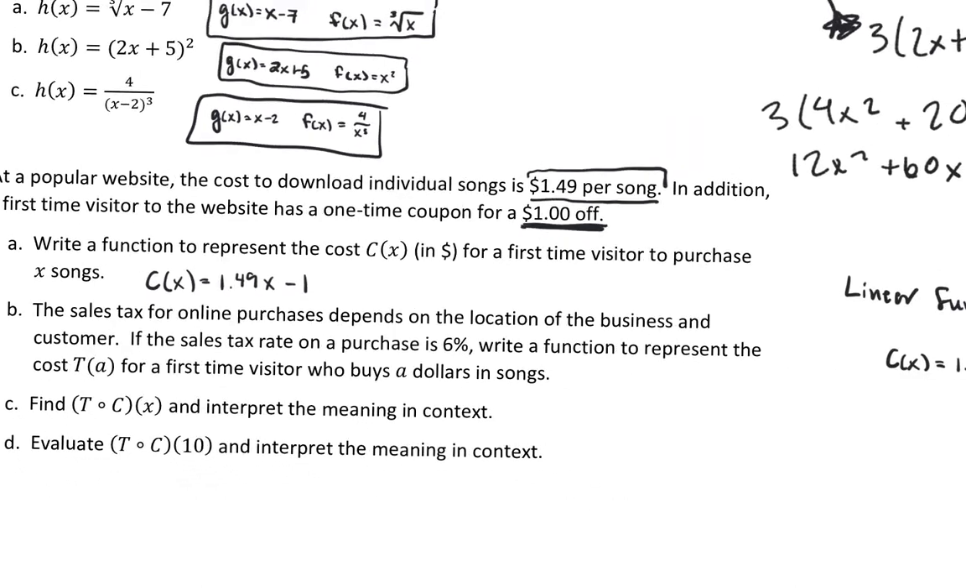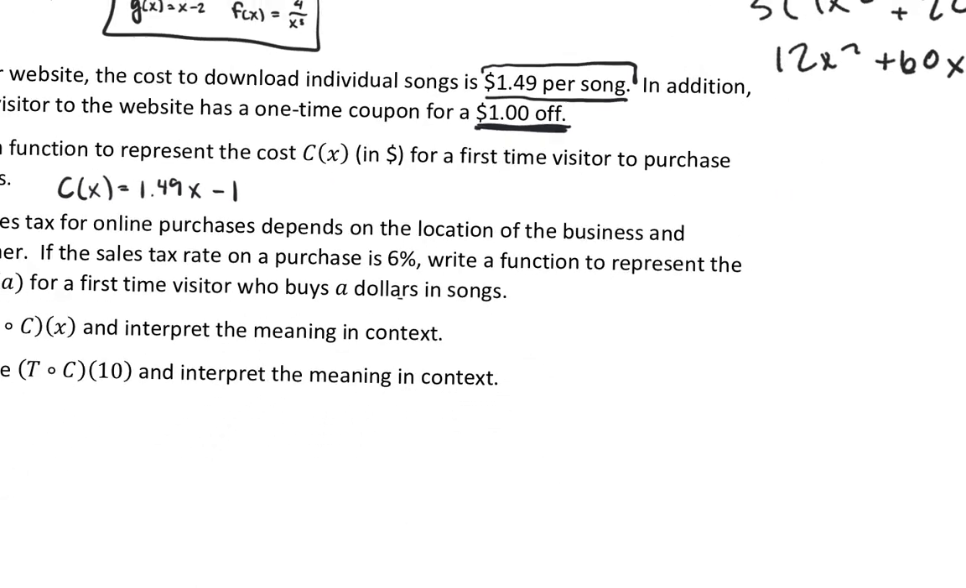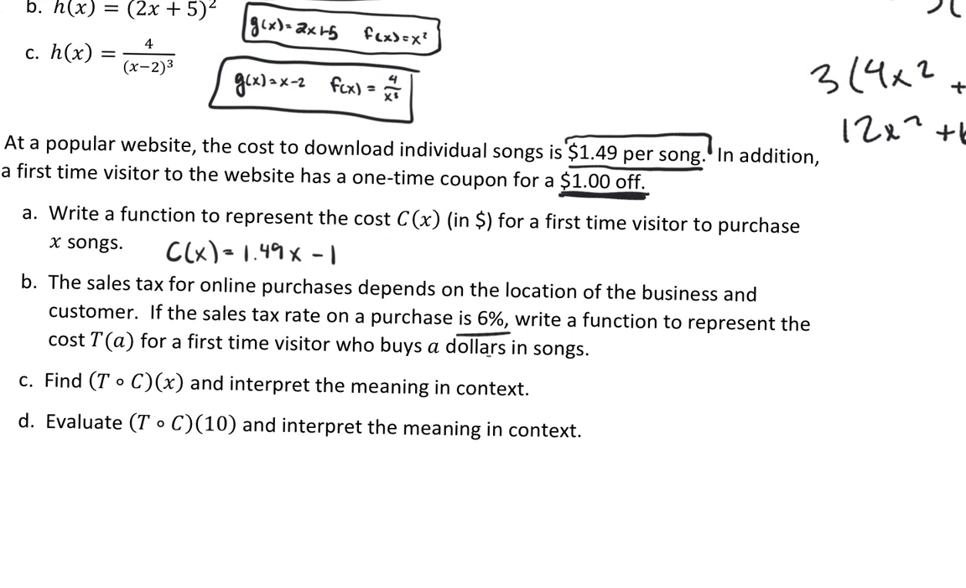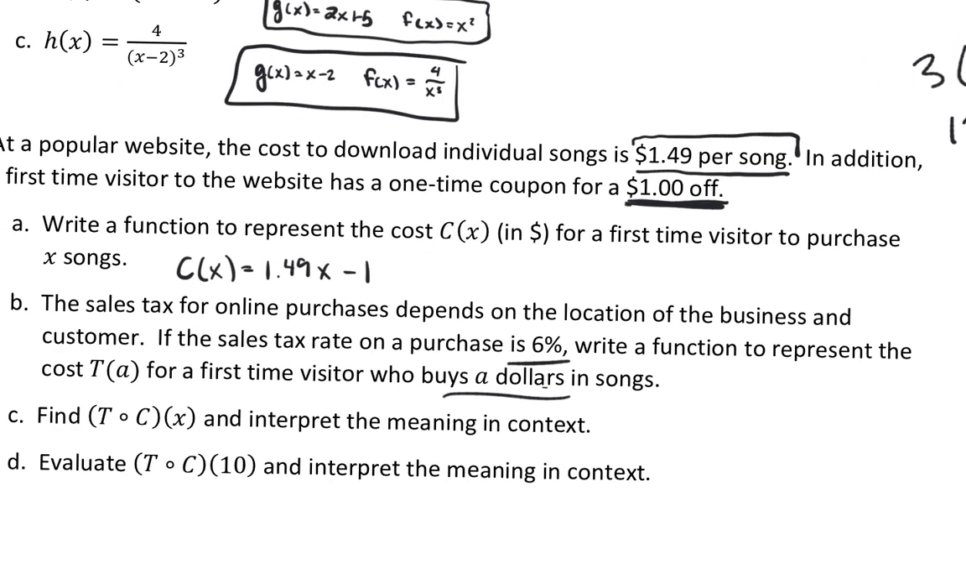Now moving on to B, we have the sales tax for online purchases depends on the location of the business and customer. If the sales tax rate on a purchase is 6%, write a function to represent the cost T of A for the first-time visitor who buys $A in songs. So now again, we are going to assume it's going to be pretty linear, but here it's a little bit simpler just because we know that we're just adding 6% to whatever we purchase.